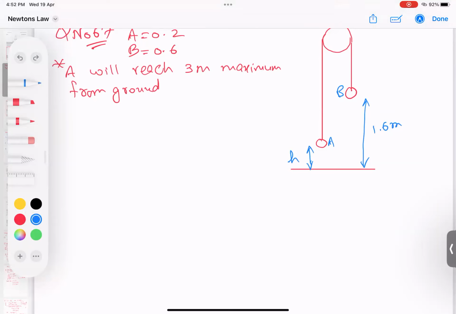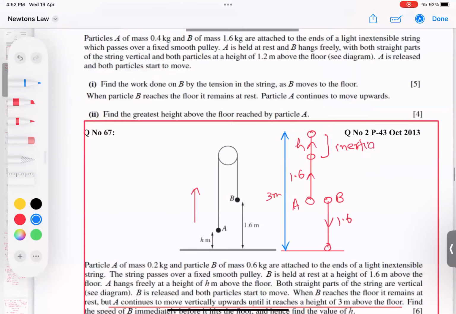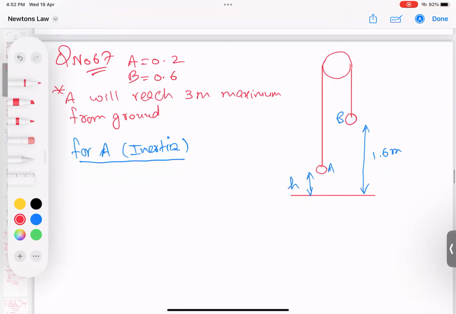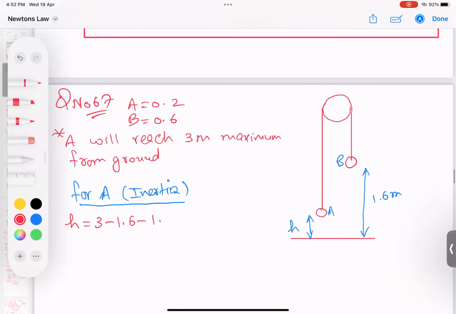I'm writing a title for B, for A, sorry. Wait a minute. B is lighter, yes, A will go up. For A, inertia motion. I give a title for me, or for the examiner even. Now the very interesting part is here. So I got a height. Height is 3 meters minus 1.6, subtract 2 times. It is 1.6 two times, it gives you 3.2.